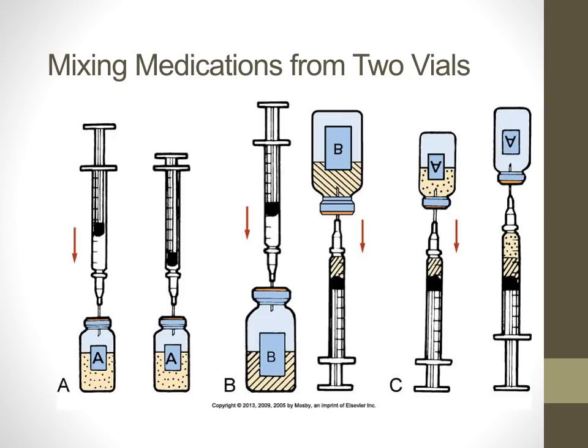What you're going to do first is inject air into your first vial, and then you're going to remove the needle from that vial and inject air into your second vial. Once you've injected the air into the second vial, then you're going to flip it upside down and withdraw the solution from the second vial. Then you're going to remove that needle from that second vial, insert the needle back into the first vial, and withdraw the medication. You guys will have opportunities to practice with this.